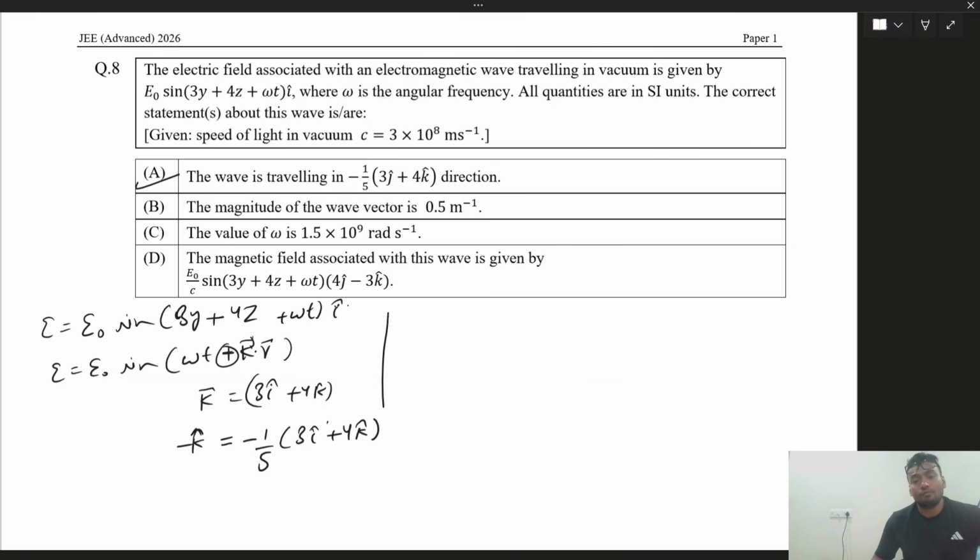The magnitude of wave vector k is 5. It's not 0.5, and so that option is wrong. C option: you can use v equal to omega by k, and v is nothing but c. So omega is k into c. k is 5, c is 3 into 10 to the power 8. So 5 into 3, 15. I can write it as 1.5 into 10 to the power 8, and then one more, it will become 10 to the power 9 radian per second. So that is correct.